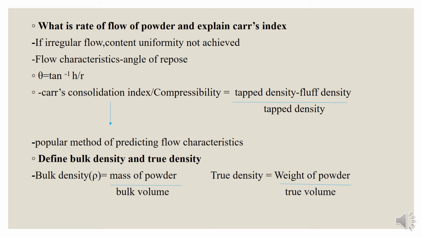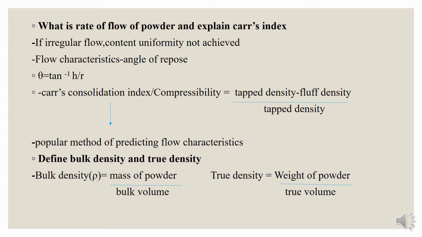Next question: what is the rate of flow of powder, and explain Carr's index? As we know, the flow property is important, because if the flow is not regular, we cannot achieve content uniformity, especially in case of tablets. So how can we determine this flow characteristic? The flow characteristic is mainly measured with the help of the angle of repose. The angle of repose concept is very important in theory as well as practical. We determine it as theta equals tan inverse h by r, where theta is the angle of repose, h is the height of the pile, and r is the radius of the pile.